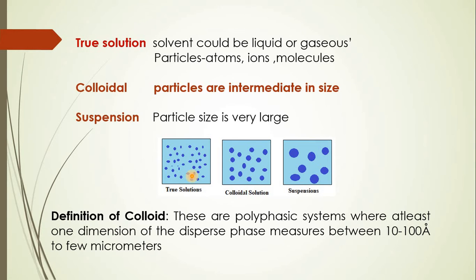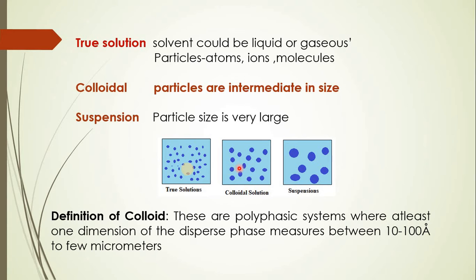Let me now put it in terms of biochemistry, wherein the light blue color defines the solvent, which could be in the liquid phase or the gaseous condition, whereas the small blue balls define the particulate nature, which could be of any atoms, ions or molecules, which gives rise to formation of a true solution. When we come to the next picture, the colloidal solution, you can see that the light blue part, which defines the solvent, holds a large number of slightly larger round spheres, which are the particles.